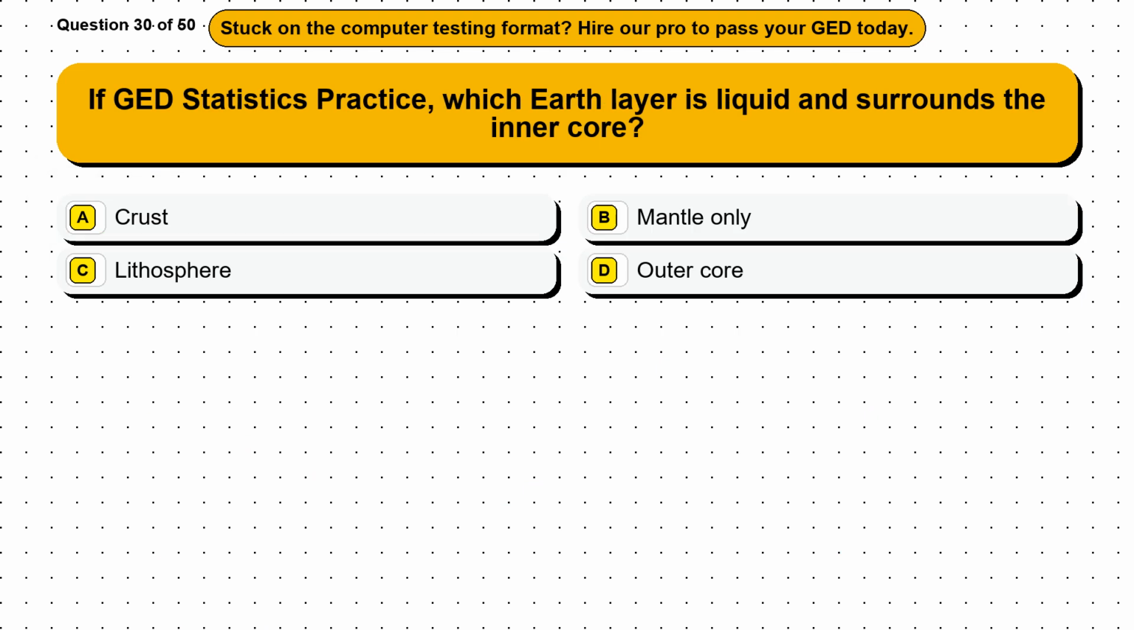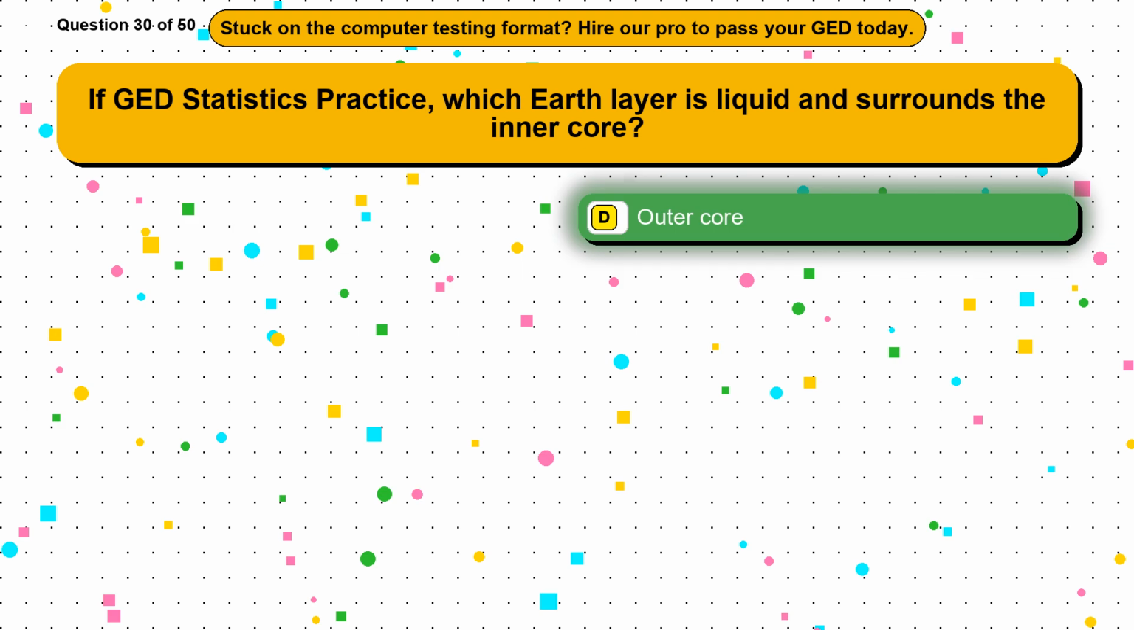Question 30. If GED statistics practice, which earth layer is liquid and surrounds the inner core? Option A crust. Option B mantle only. Option C lithosphere. Option D outer core. The correct answer is option D.